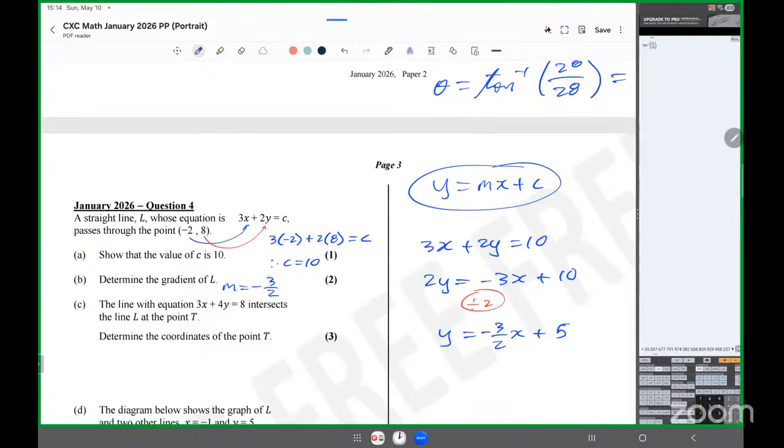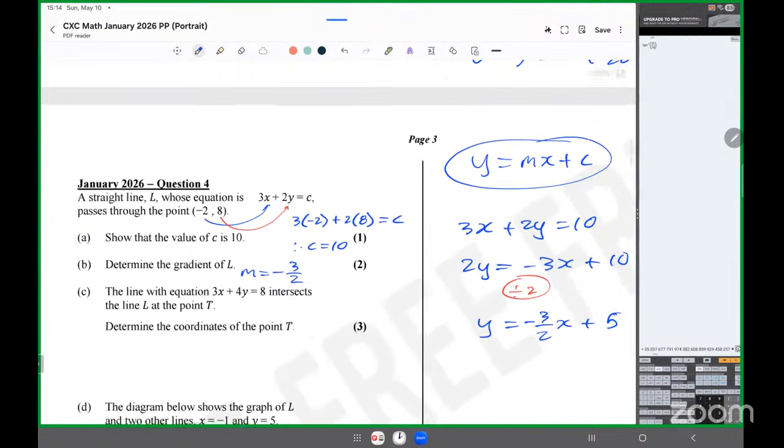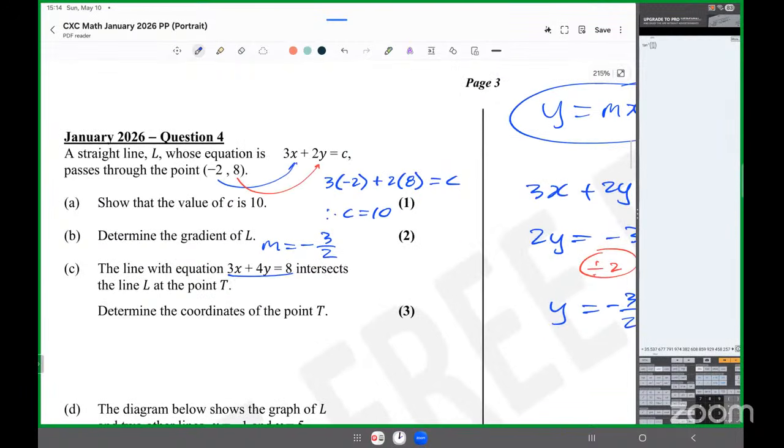Why do I go to that? It says the other line intersects L at the point T. Determine the coordinates of T. To do that, we solve the two equations simultaneously. To find the point of intersection, we solve the two equations simultaneously. That's all we have to do.